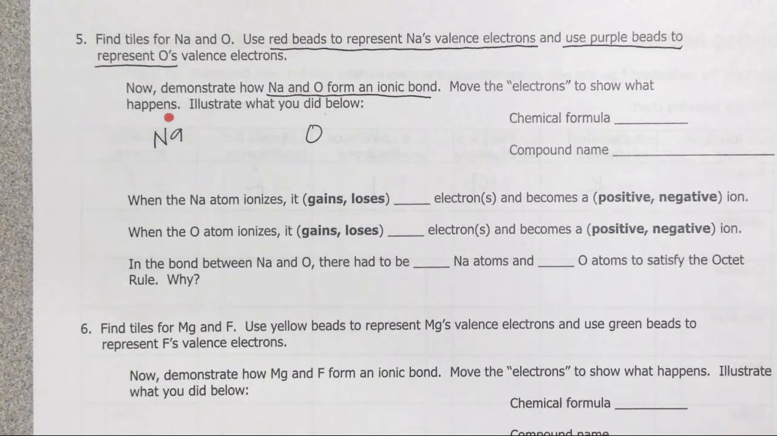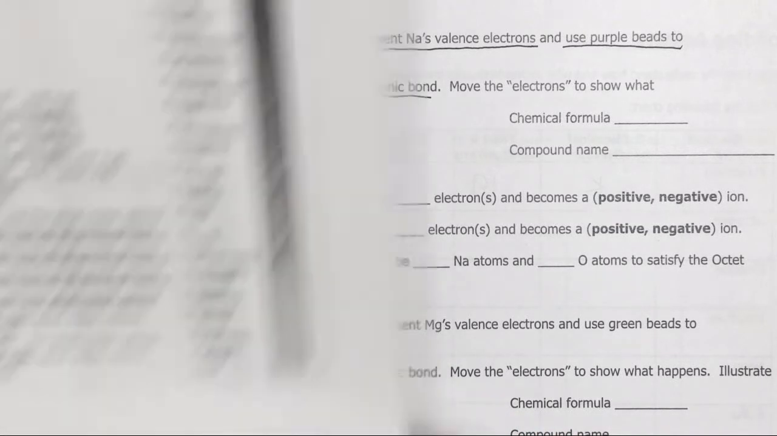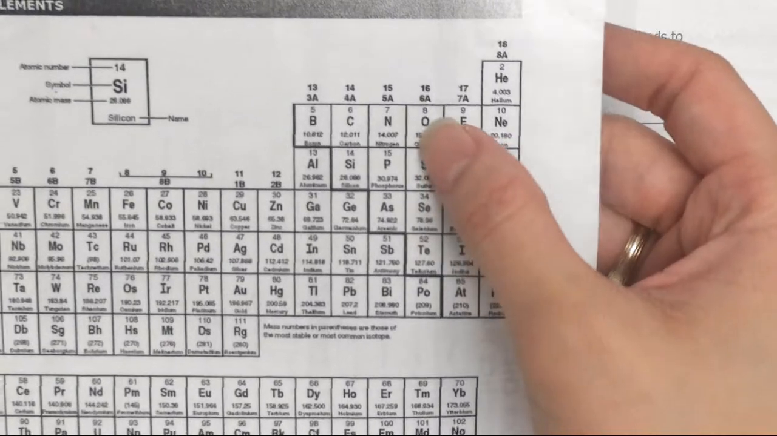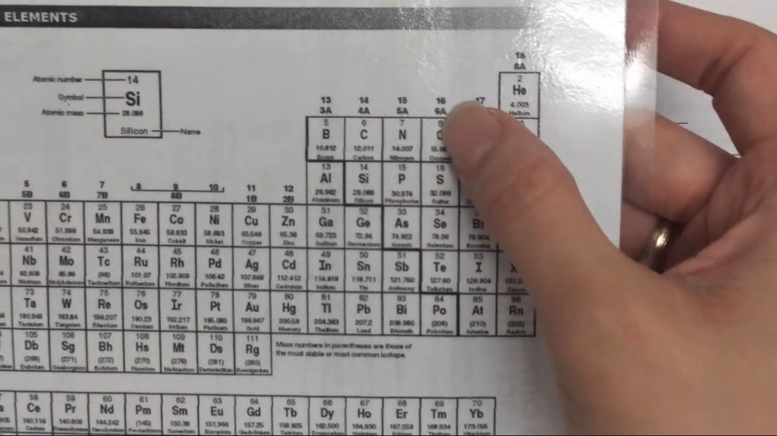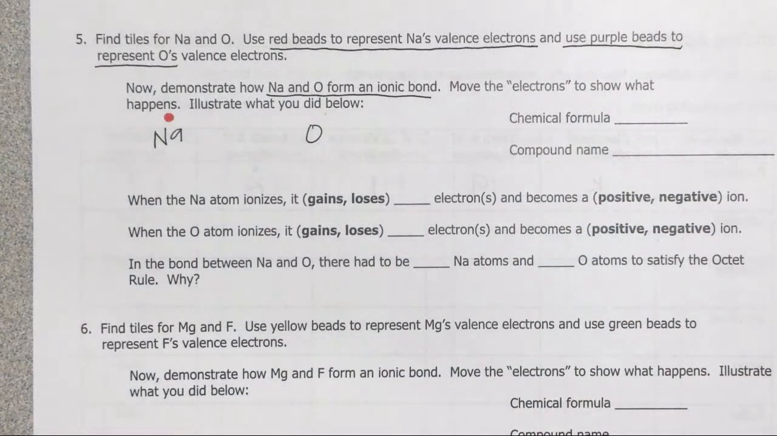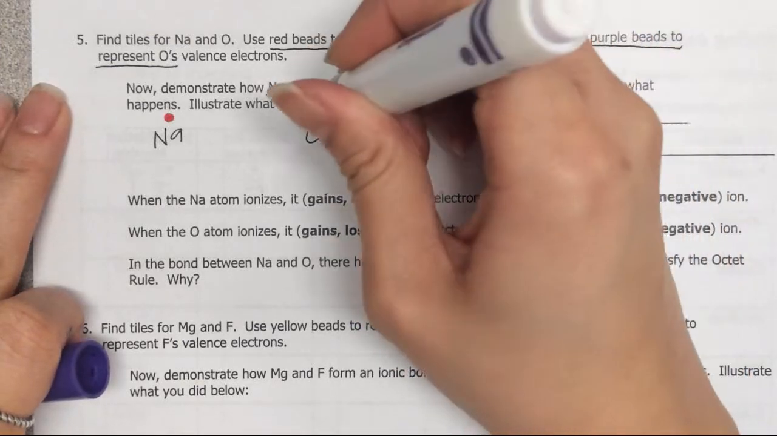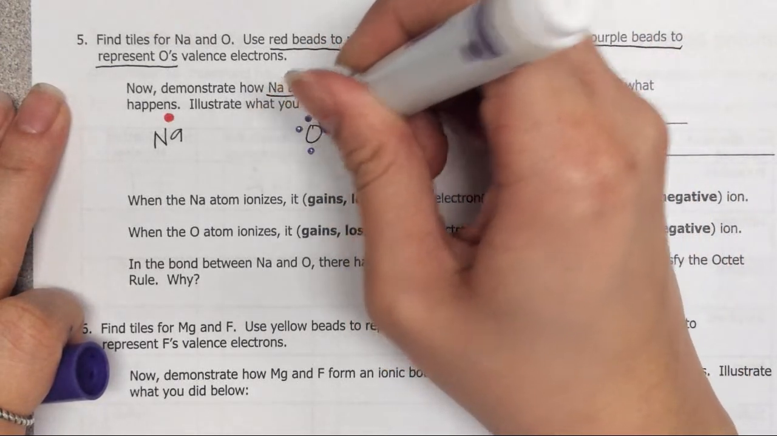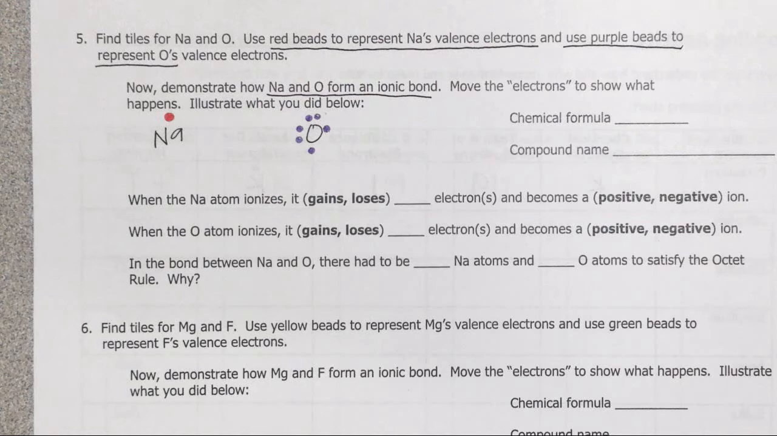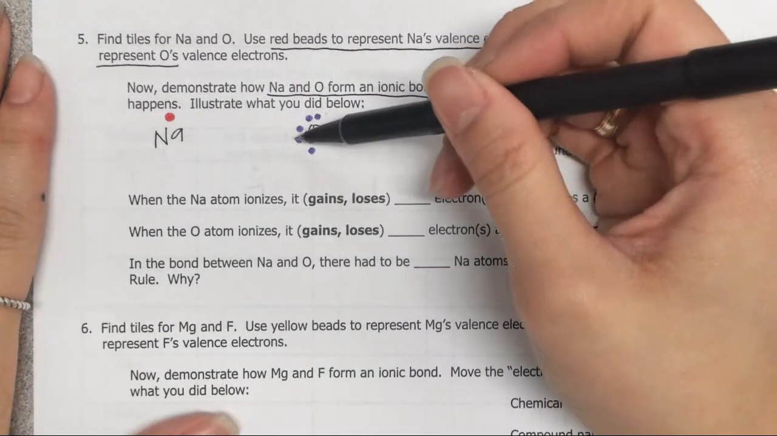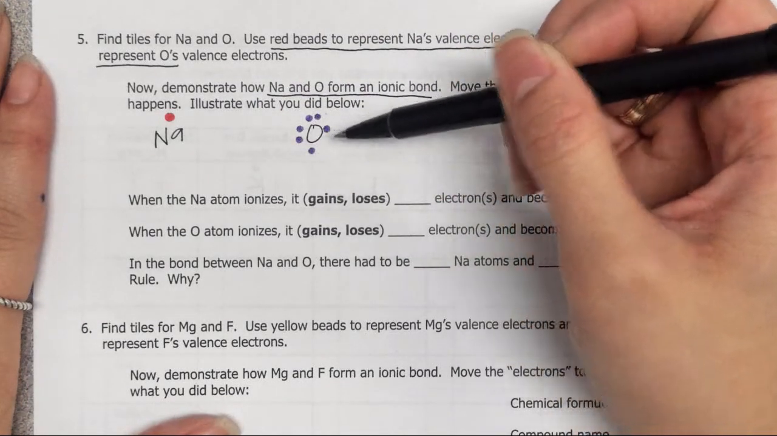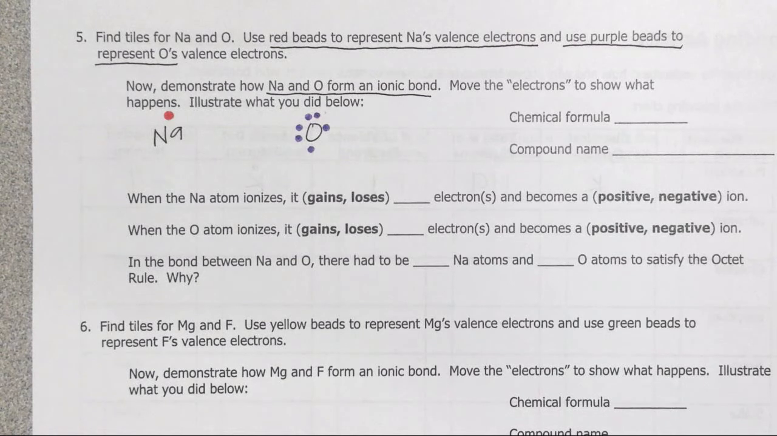Oxygen, we know, has how many valence electrons? Looking at the periodic table, O is in group 6A, so we know it has 6 valence electrons. I'm going to grab a purple marker and draw 6 valence electrons. 1, 2, 3, 4, 5, 6. So 2 of them should be paired up and 2 should be alone. I know that doesn't look purple on there, but it is a purple marker I'm using, so we'll just rock and roll with it, okay?